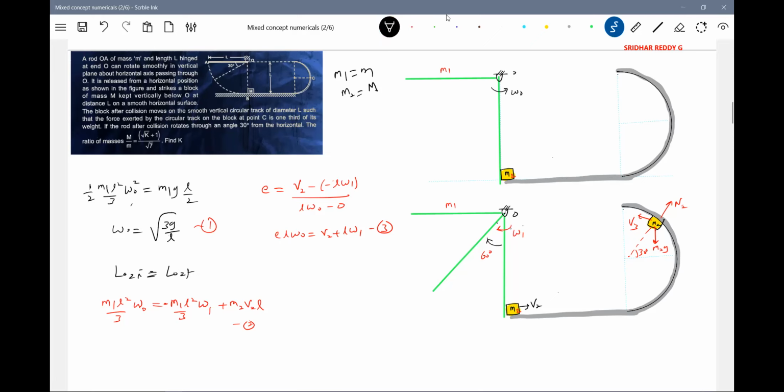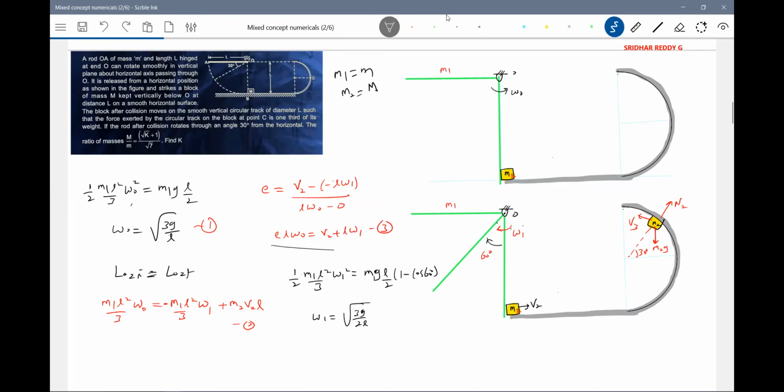Applying again conservation of mechanical energy: half m1 L square by 3 omega 1 square should be equal to m1 g L by 2 into 1 minus cos 60 degrees. Omega 1 will be root of 3g by 2L. Okay, we know omega 1, we know omega naught, so I'll get the v2.